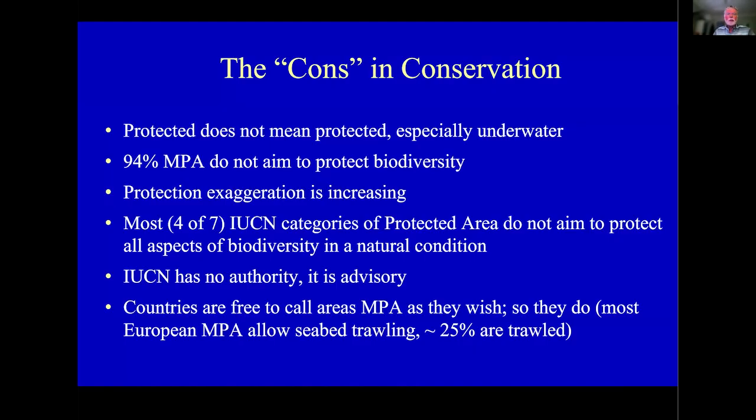Okay, so I nicknamed these some of the cons in conservation, that people think an area is protected, but it's not. And that we're exaggerating the amount of protection that's happening over time, and what the countries are reporting into the database is actually what they call protected areas. And countries are not obliged to follow the IUCN guidelines. So many of them don't. They just make up their own categories.